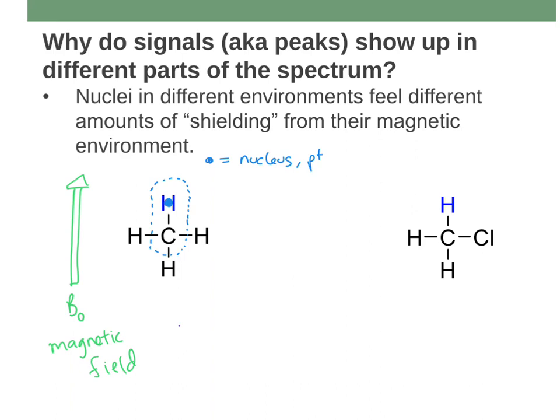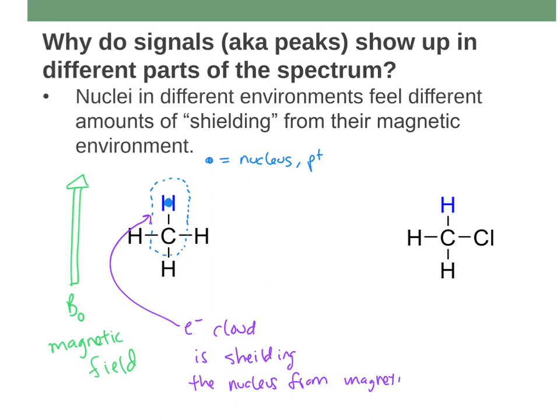Now the idea is that this electron cloud is shielding the nucleus from the magnetic field. So when you have an H just attached to carbon, a real nonpolar environment, it's got some electrons around it.